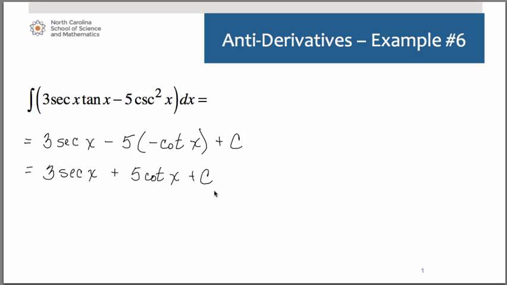As we've seen before, please do take a moment to take the derivative of your answer, and you should notice you get the integrand back again. Derivative of secant is secant tangent. Derivative of cotangent is negative cosecant squared. So you can be assured that you're getting these correct.